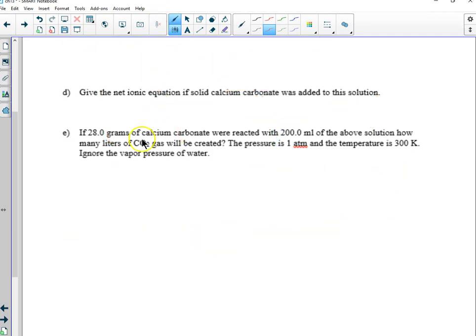Did anyone do E? Hey, nice job. I don't know the answer. So let's do it together. It might take a little while. 28 grams of calcium carbonate were to react with 200 milliliters of the above solution. So the first thing you have to do is find out which is your limiting reactant.